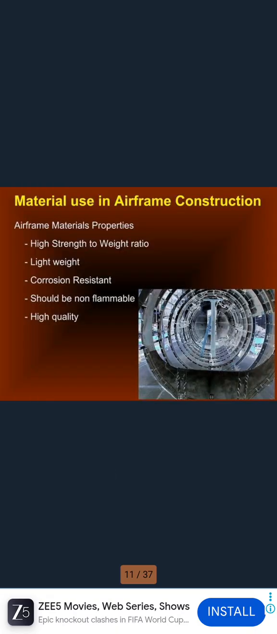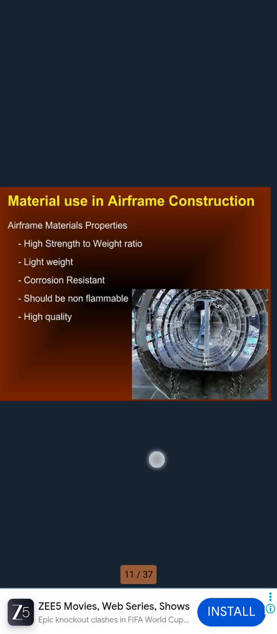Metals used in airframe construction. Airframe materials need these properties: high strength-to-weight ratio, lightweight, corrosion resistance, and high quality. Examples of materials used in airframe construction are wood, steel and its alloys, aluminum and its alloys, titanium, magnesium, plastic, and composite materials. Types of structure: truss, monocoque, semi-monocoque.